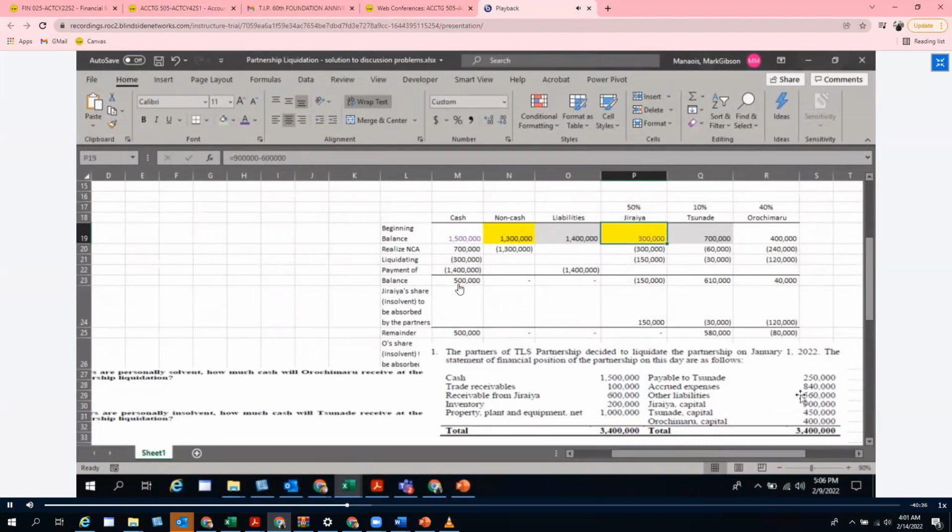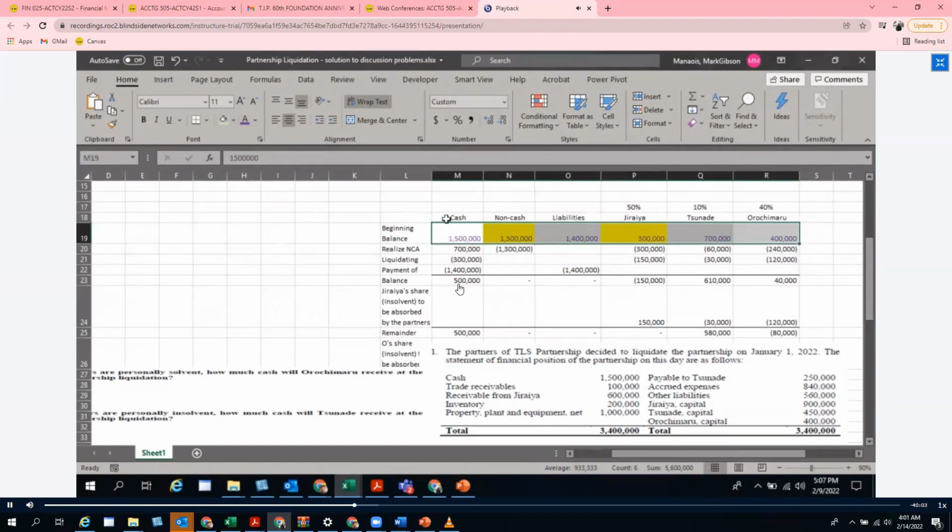Next for Tsunade. Tsunade has a capital of 450,000, but we have a payable to Tsunade, no, amounting to 250,000. Sorry, that's kay Tsunade na ako. That's 450,000 less 250 plus 250,000. No? So Tsunade has a capital of 700,000. Kay Orochimaru naman, so capital is 400,000. So we have established the beginning balances right now.